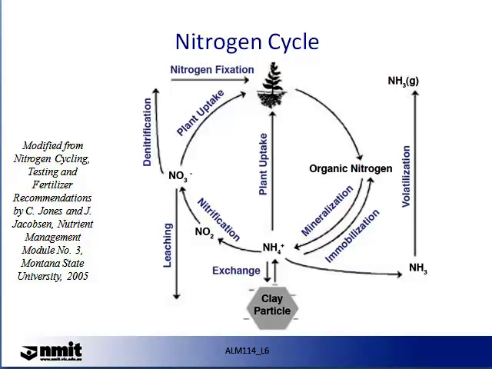It consists of 9 major processes: plant uptake, exchange, nitrification, denitrification, volatilization, mineralization, immobilization, nitrogen fixation, and leaching. All of these processes are illustrated on the slide, and how they interact with each other is also illustrated. Each of these processes, as you can see, can affect what is available to the plant, and hence the yield.